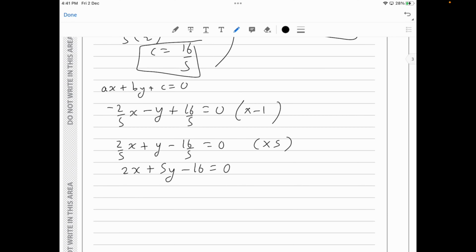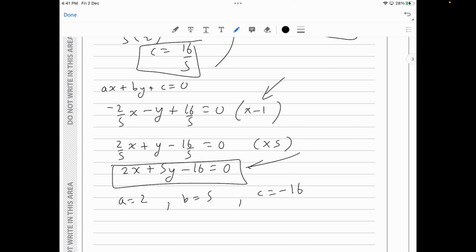Now this is a better notation. The reason why I multiplied it by negative 1 at first is because I just wanted to get rid of the negative sign. And we have to make this into whole numbers, so we get 2x plus 5y minus 16. We know a is 2, b is 5, c is negative 16. You can just write it down, it's your choice, but this is going to be your final answer for that question. Alright.